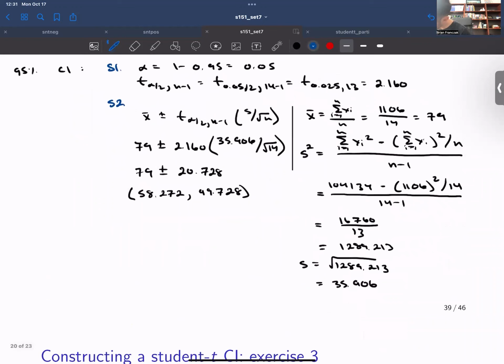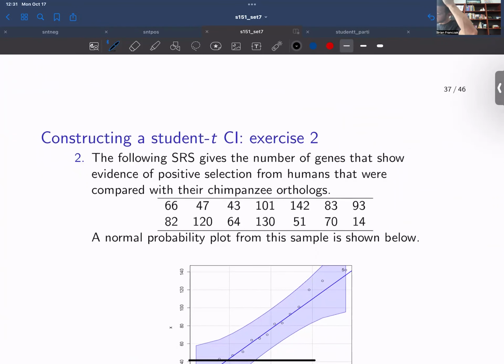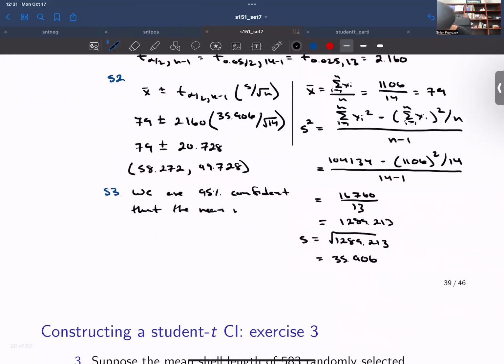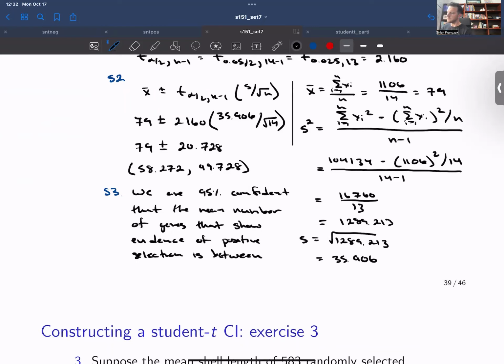All right, and then we can say we are 95% confident that the mean number of genes that show evidence of positive selection is between 58.272 and 99.728.